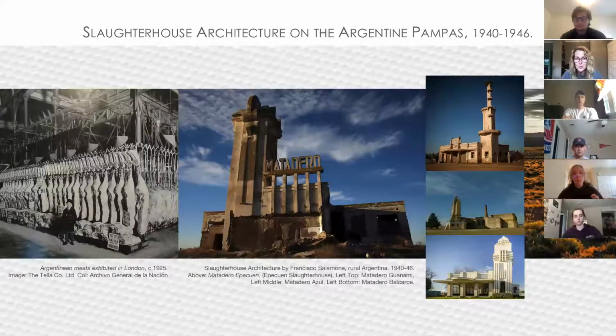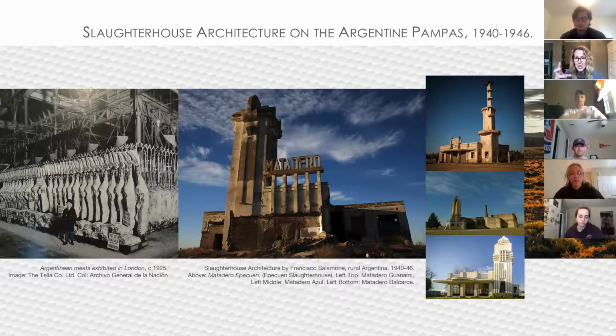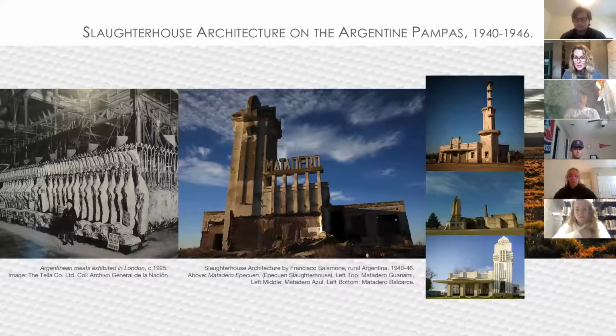I've also written a paper on the architecture of slaughterhouses in Argentina. It sounds gruesome, but as you can see from the images here, there was an architect named Francisco Salamone who did a series of fabulous little slaughterhouses. I mean, it's horrible to even say it that way, but they look like little Art Deco movie theaters. You know, it seems like you're going to walk in and see some amazing spectacle, and in some ways you do, but it's not the one you expect.